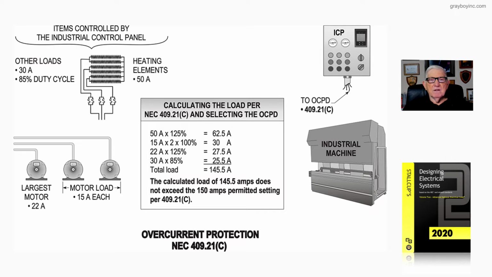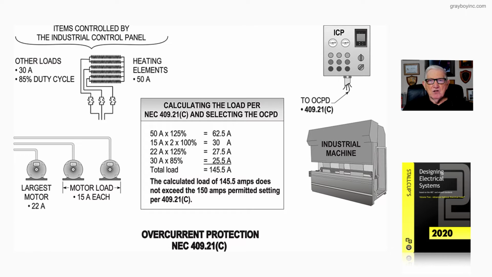loads at 50 amps, other loads 85 amps with an 85% duty cycle, and most of that is selected from 430.22(E) or other demand factors in Article 220. And then notice the largest motor is 22 amps, and then we have two motors at 15 amps each.